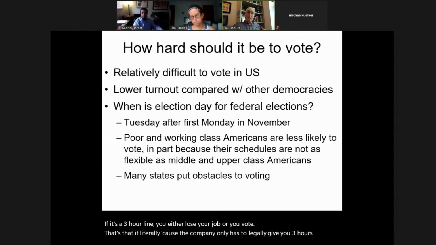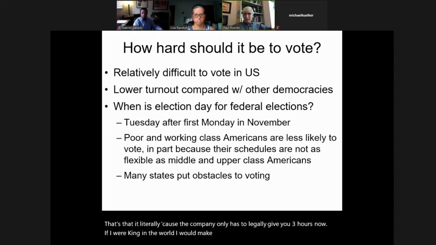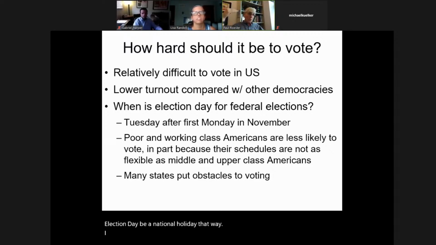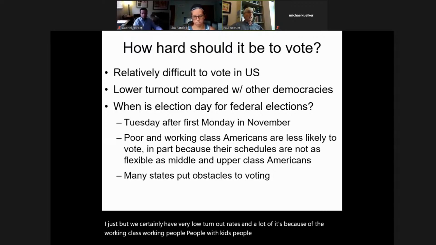Now, if I were king of the world, I would make election day a mandatory holiday, like the 4th of July, or maybe I would change Columbus Day and have election day be a national holiday that way. We certainly have very low turnout rates, and a lot of it's because of working people, people with kids, people who have 2 jobs. If you work one job from 6 a.m. to 2 p.m., another job from 3 p.m. to 10 p.m., you can't vote because you have 2 jobs. So we really put a lot of obstacles in America to voting.